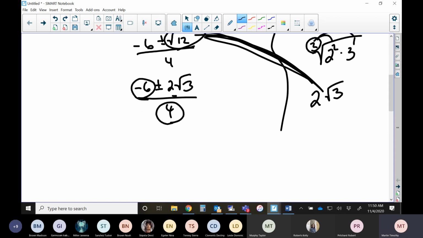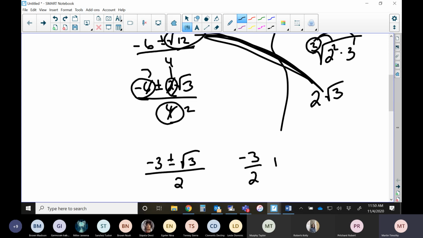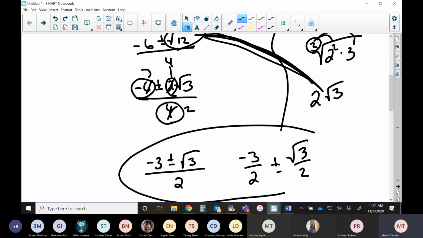This, and this have something in common, so I can cancel it out. Remember, all three of them have to have it in common. 2 goes into it. 3, 1, 2. So it becomes negative 3 plus or minus 1 square root of 3, which is just square root of 3, over 2. Or another way I could write it is negative 3 over 2 plus or minus square root of 3 over 2. Those are the answers that you should have gotten.